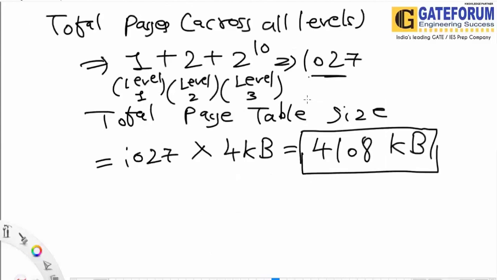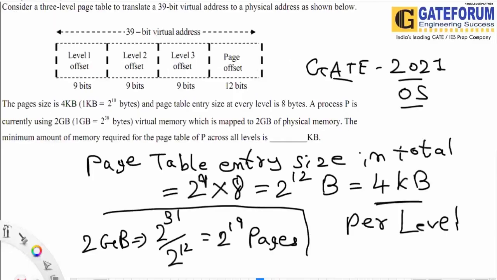This is the number of page tables, and each page table is 4 KB. So the total is 4108 KB. Your answer to this part is 4108 KB. This is the answer which we are supplying here.